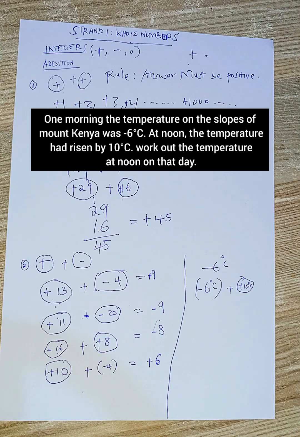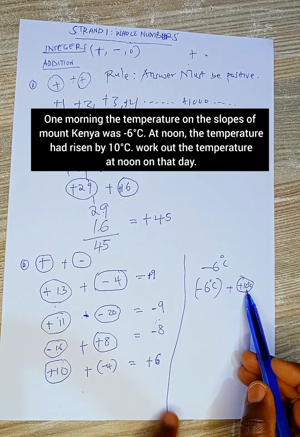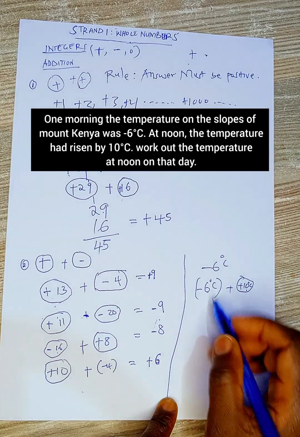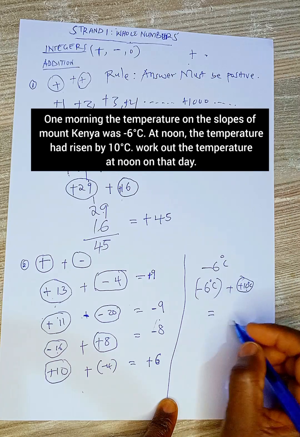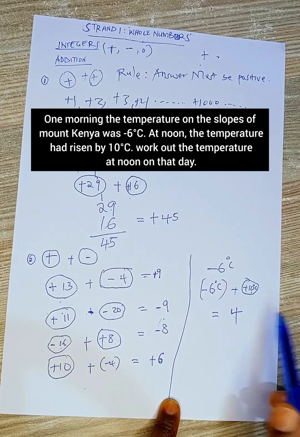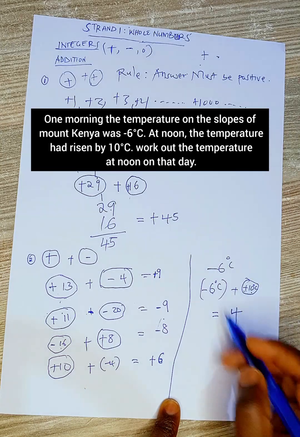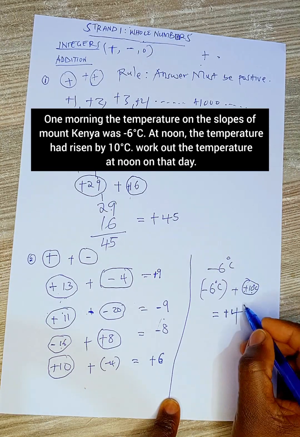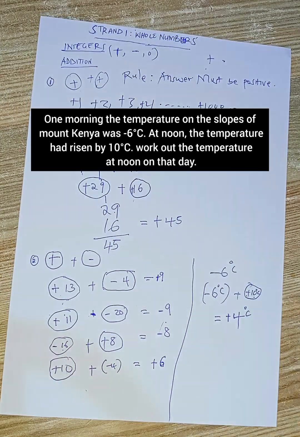As usual, we take the bigger number and subtract the smaller number, which is 10 minus 6, which is 4. And then we take the sign of the larger number, which is 10. So it had risen to positive 4 degrees Celsius. And that is the answer. That is how easy it is.